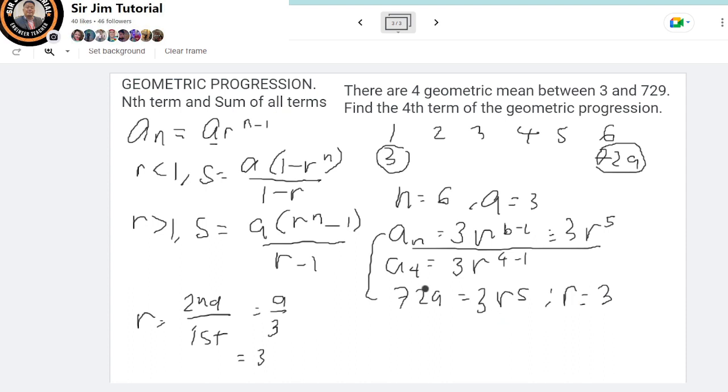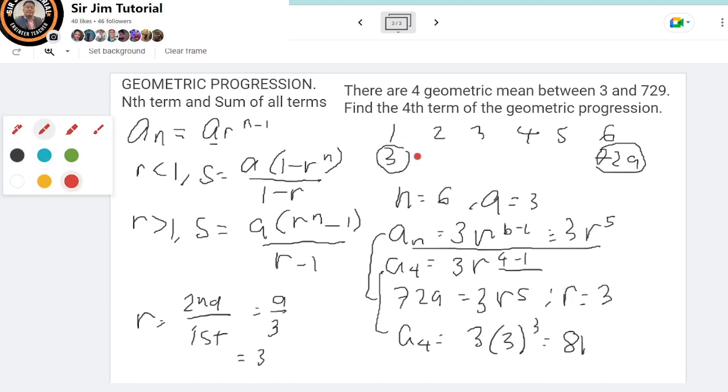Okay? So in other words, for a4, the fourth term is equal to 3, and then r is equal to 3, and then you have here 4 minus 1, which is equal to 3. In other words, a4 is just 81. It is just like 3, this becomes 9. 9 times 3 is 27. 27 times 3 is 81. And then times 3 and so on and so forth.